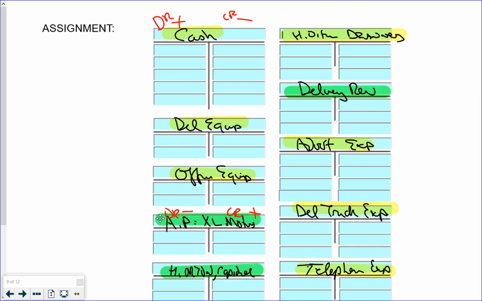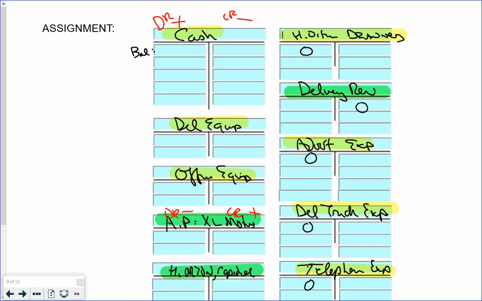So what you're going to do for this assignment, start off by recording the opening balances just for the assets, liabilities, and capital. So you're going to start out with the balance. But remember, the revenue and expense accounts start with 0, and drawings also starts with 0. So put the balances from the balance sheet. And then underneath them, I've given you a bunch of transactions to do.